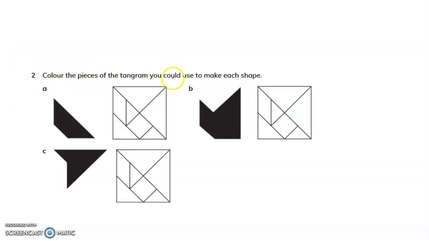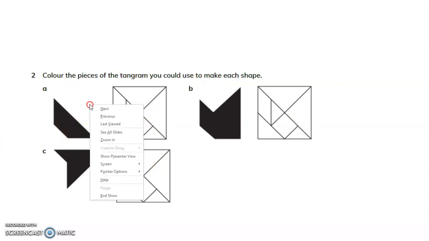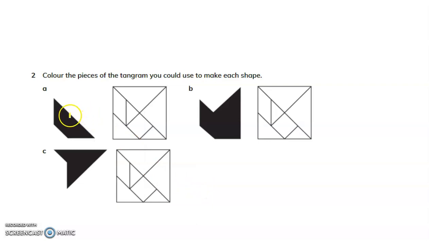Color the pieces of the tangram you could use to make each shape. So here ഇവിടെ tangrams തന്നിട്ടുണ്ട്. ഇതിൽ ഓരോന്നിലും ഈ shapes എങ്ങനെ form ചെയ്യാം എന്നുള്ളത് color ചെയ്യാനാണ് പറയുന്നത്. So I'm sure that looking at these pictures you're clear as to ഈ trapezium എങ്ങനെ ഉണ്ടാക്കുക എന്ന് നിങ്ങൾക്ക് ഫൈൻഡ് ചെയ്യാൻ പറ്റുന്നുണ്ടോ അല്ലേ?